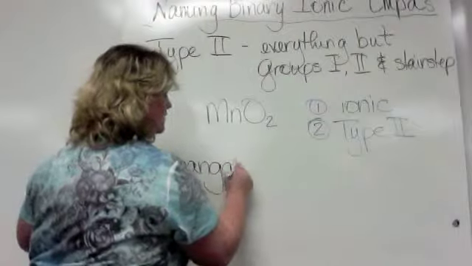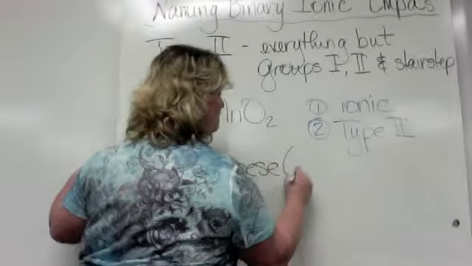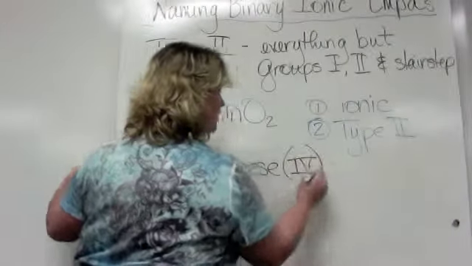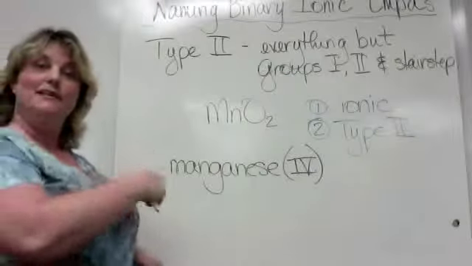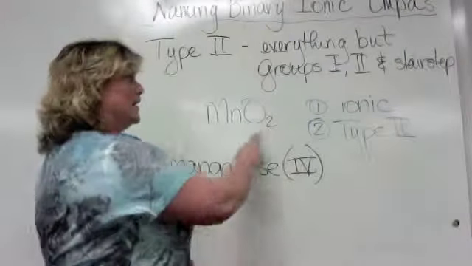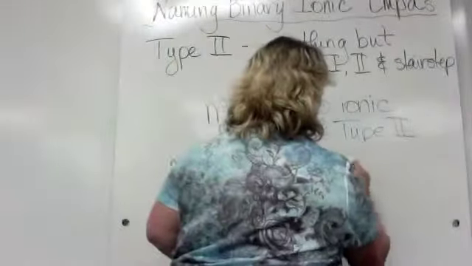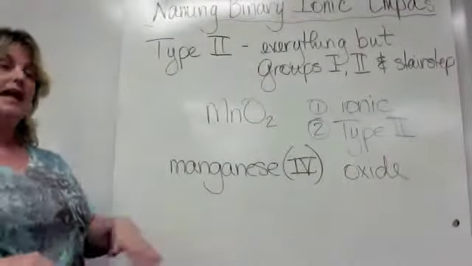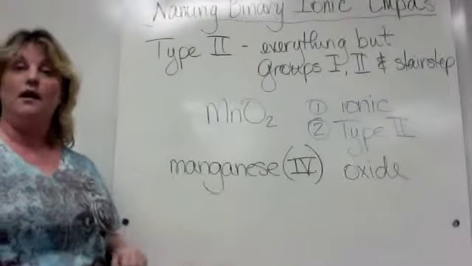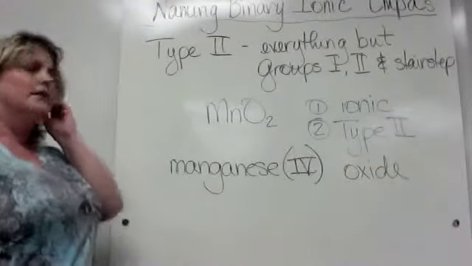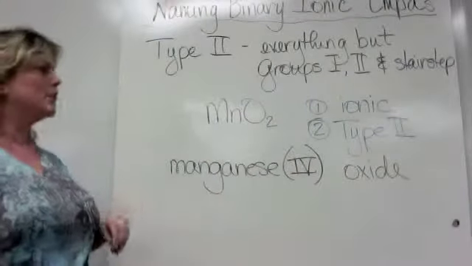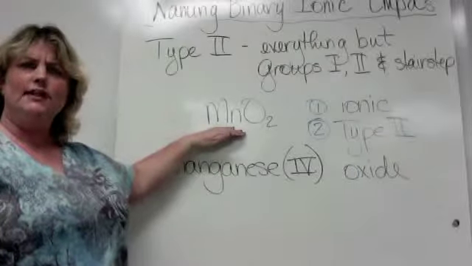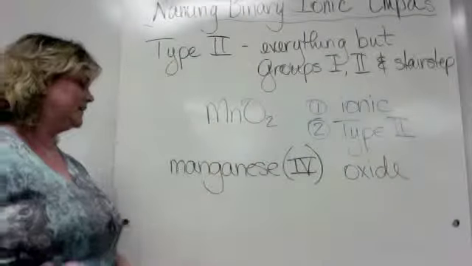Manganese 4, because that's telling me that the manganese is a +4, and then oxide. So this compound is manganese 4 oxide. Let's go ahead and do one that's a little more complicated. Let's pick one that actually has more than one of the metal in it.